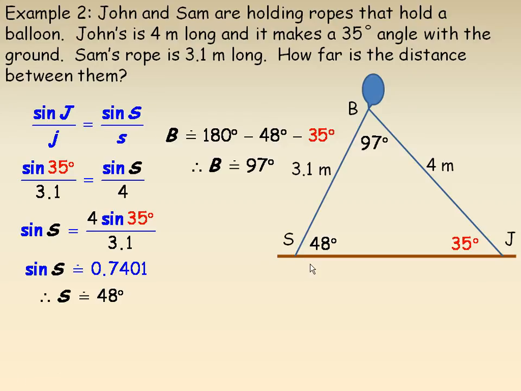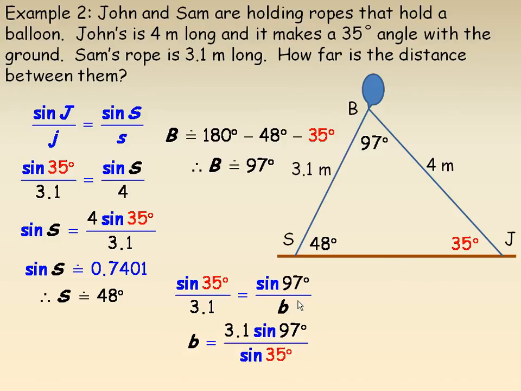I will use the sine law again, and I'm going to start with the same angle-side pair here. The sine of 35 over 3.1 would equal the sine of 97 over side b, and that's what's written here. Then cross multiplying, 3.1 times the sine of 97 degrees divided by the sine of 35 degrees is what b is going to equal. We evaluate this and get b to be 5.4 meters. So the distance between Sam and John is 5.4 meters.